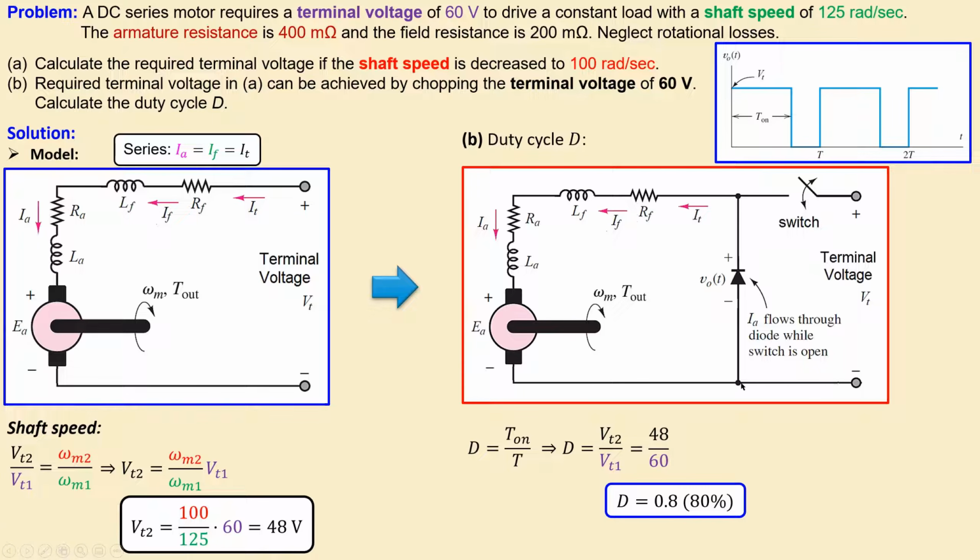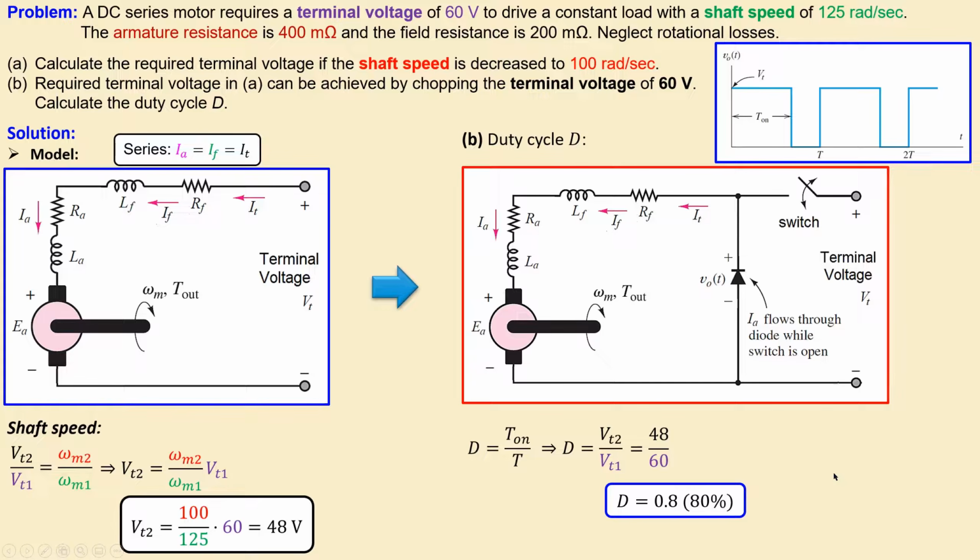And that averaging goes through a filter, which is shown here in a simplified form. But you can see here that this is already some sort of a filter due to the inductors, but actually you may need an additional filter to make this more smooth. Alright, now we have also calculated the required duty cycle for this situation by chopping the given terminal voltage of 60 volts in order to reduce the shaft speed from 125 radians per second to 100 radians per second.